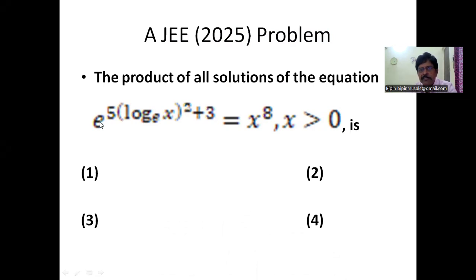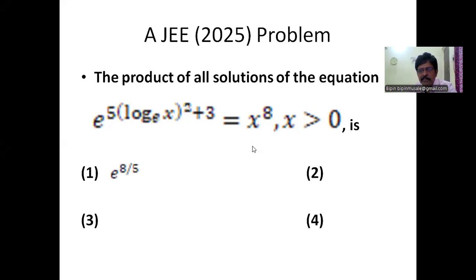The given equation is e raised to 5 times (log of x to the base e) the whole square plus 3 is equal to x raised to 8. The left-hand side is an exponential function. The right-hand side is an algebraic function or polynomial function, you can say, where x is greater than 0.